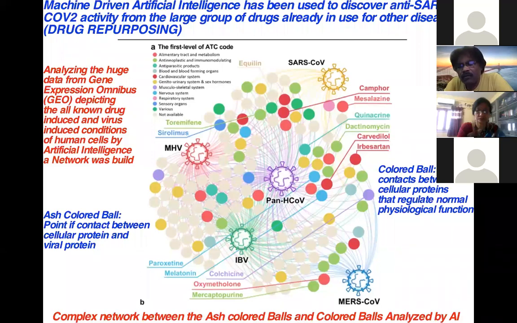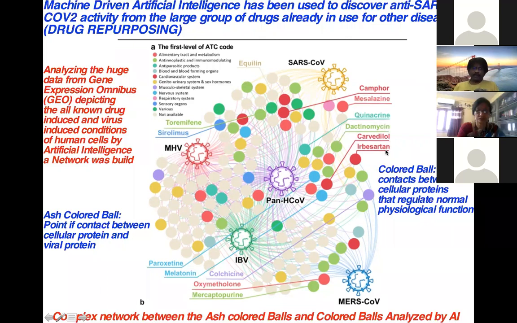Because if we could find an efficient antiviral from an already existing drug for another disease, but that drug also works for a viral disease, that could be very effective, because the drug is already in the market and has passed the clinical trial and safety, so there will not be that much safety issue. So a repurposed drug could be very efficient, but how will we know?